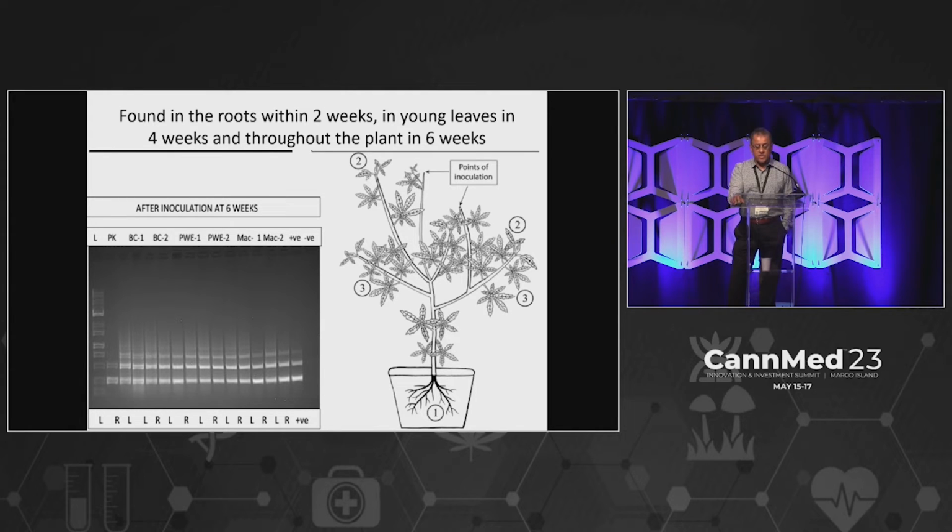So again, what you're seeing on the lower left, those bars indicate the presence of the viroid. And over on the right, it indicates how this particular organism is spreading. So from the point of inoculation, which was the top, it moves down into the roots, and then from there upwards into the rest of the plant. And that becomes really important from a management perspective.